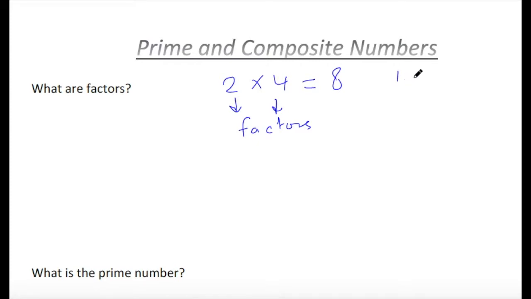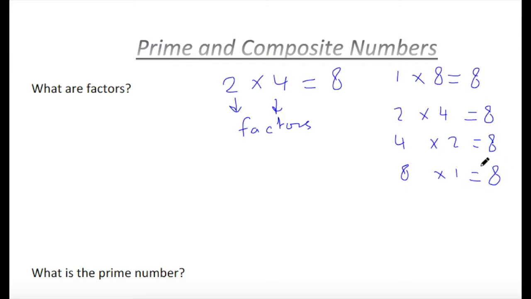For example, you have 1 times 8 equals 8, and also you have 2 times 4 equals 8. We have 4 times 2 equals 8, and also we have 8 times 1 equals 8. So you can notice from here that all factors of 8 are 1, 2, 4, and 8. Both 1 and 8 are called improper factors, but 2 and 4 are proper factors.